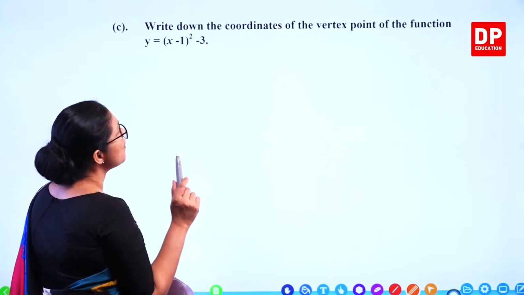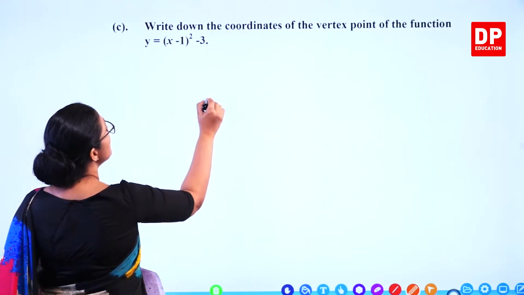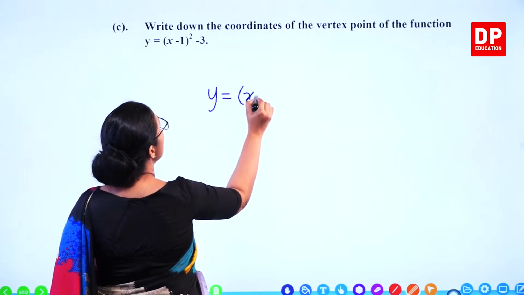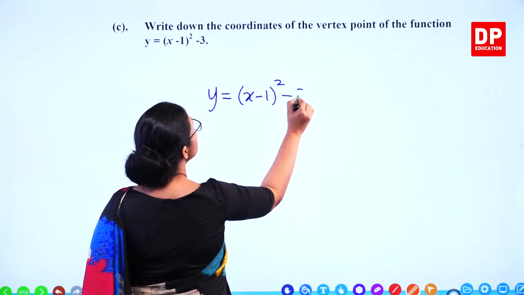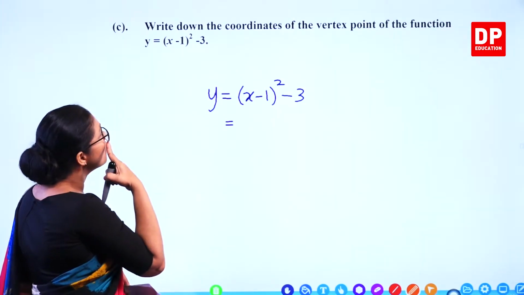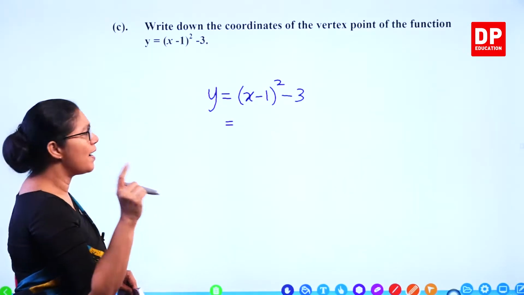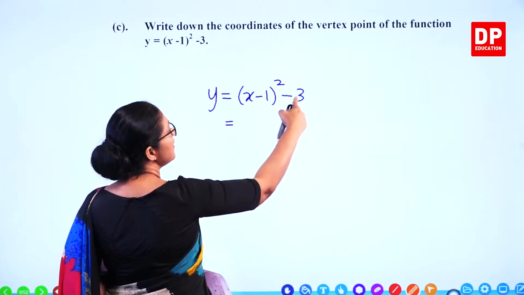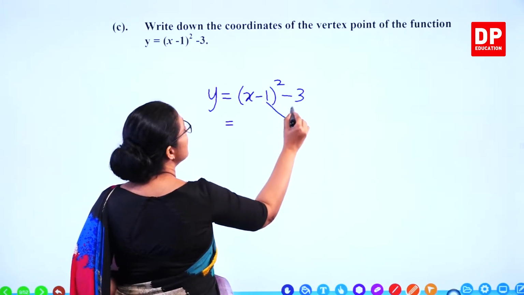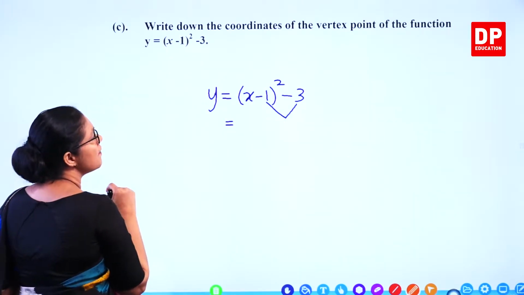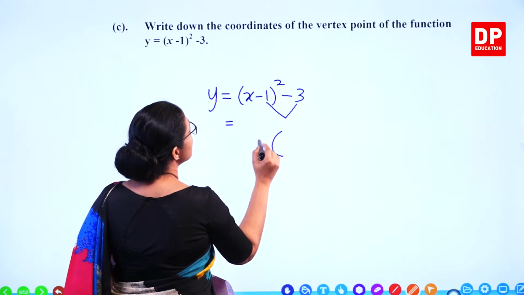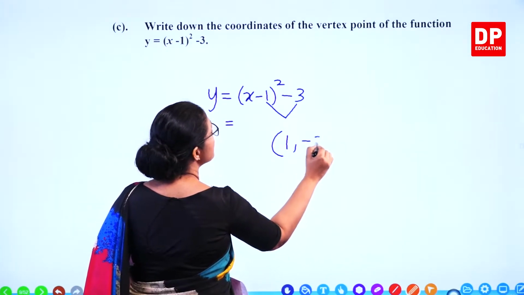Write down the coordinates of the vertex point of the function y equals x minus 1 squared minus 3. So, vertex point, how you identify? This value and this value. So, here, these are the values. So, you get 1 and minus 3.